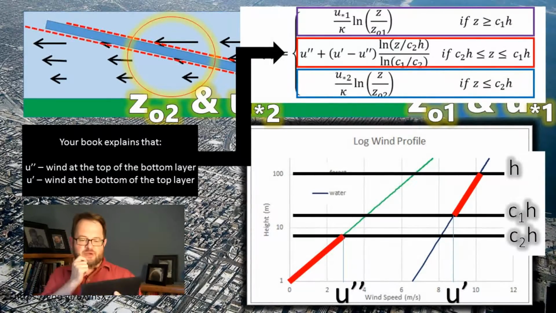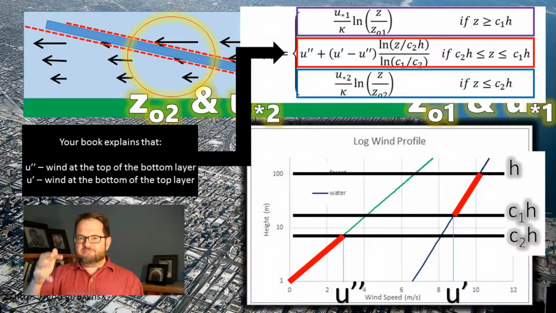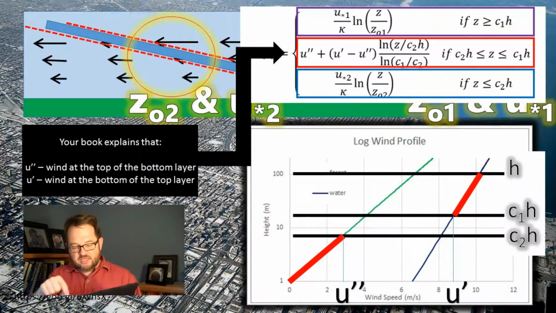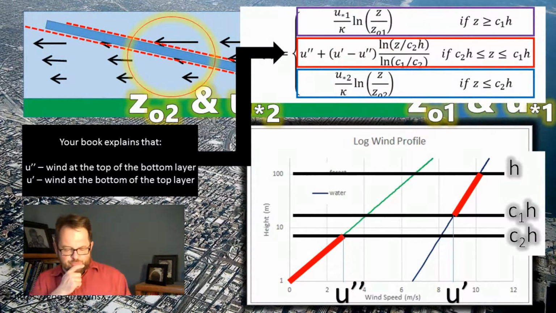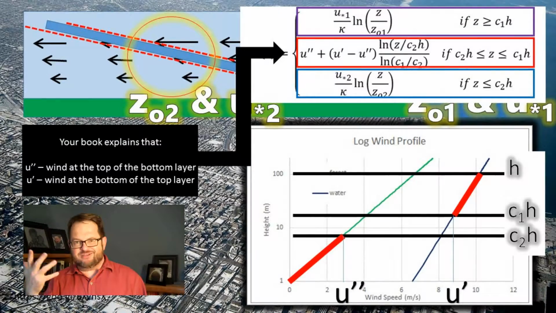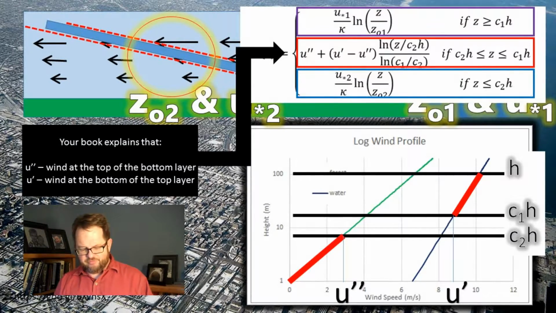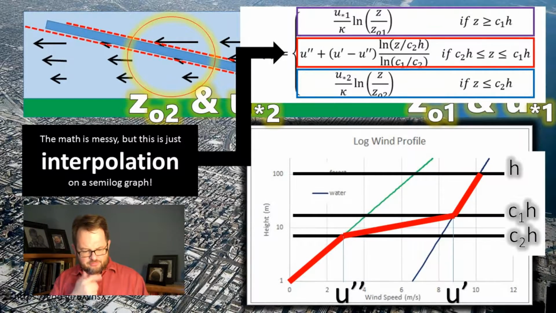So that is U double prime. And U single prime is the wind speed at the bottom of the top part of the layer. Again, it is just the wind speed that we read off graphically. We'd have to plug in the height and so on. It could be done though, and your book actually gives you the equations. I'm trying to simplify this a little bit. So U double prime and U prime are not really all that big of a deal. They're just numbers you plug in from the log wind profile. Okay, that doesn't look so horrible.